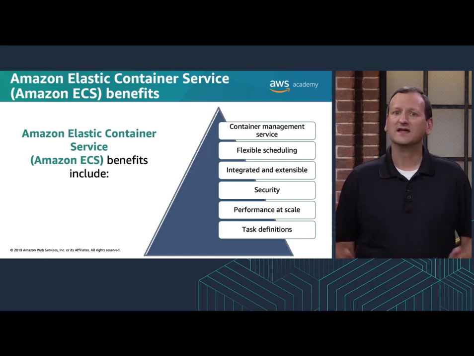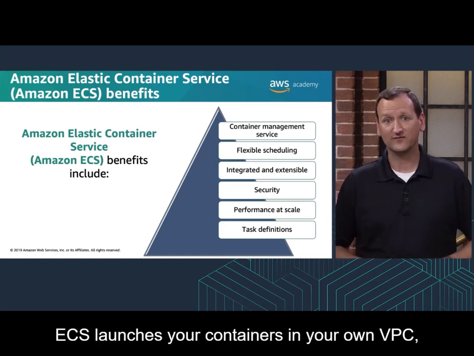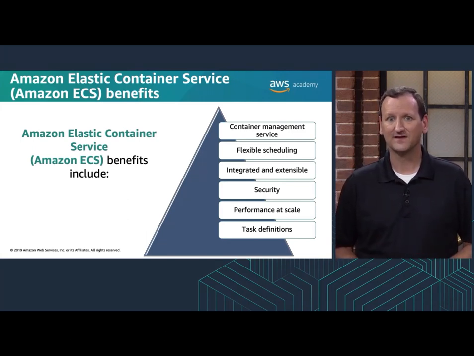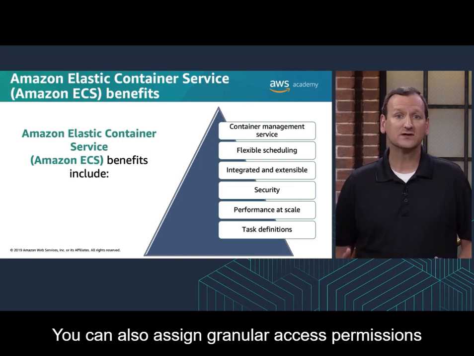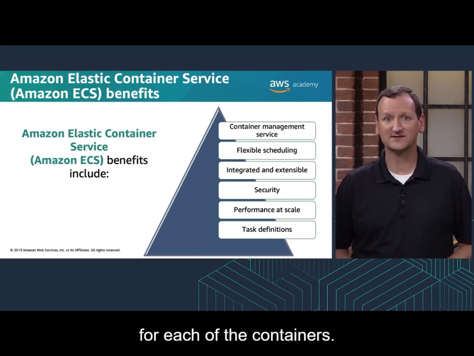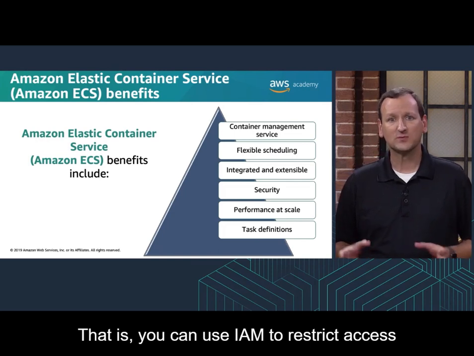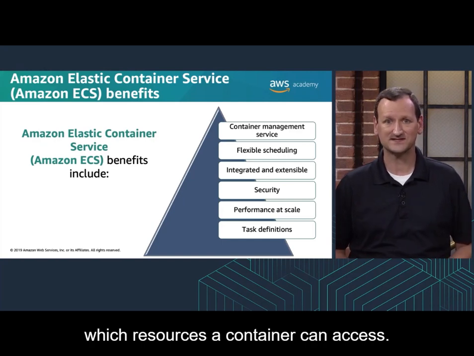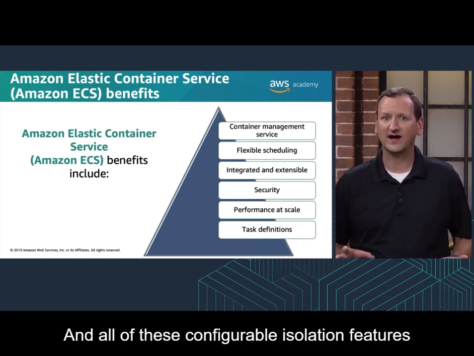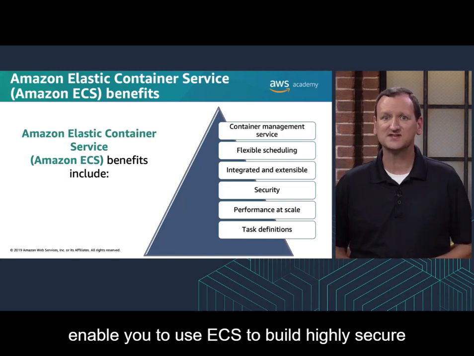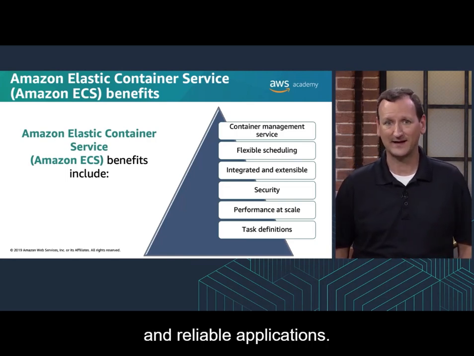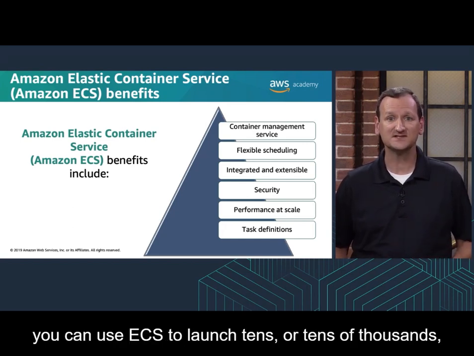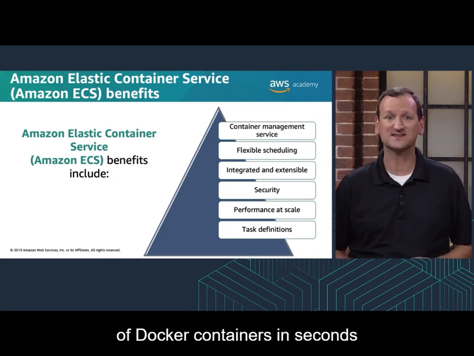ECS launches your containers in your own VPC, which allows you to use your security groups and network ACLs. You can also assign granular access permissions for each of the containers. That is, you can use IAM to restrict access to each service and to configure which resources a container can access. And all these configurable isolation features enable you to use ECS to build highly secure and reliable applications. In terms of scale, you can use ECS to launch tens or tens of thousands of Docker containers in seconds with no additional complexity.